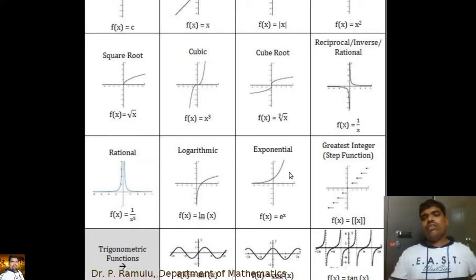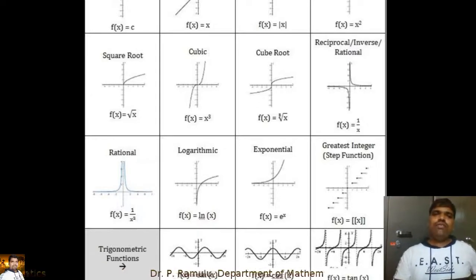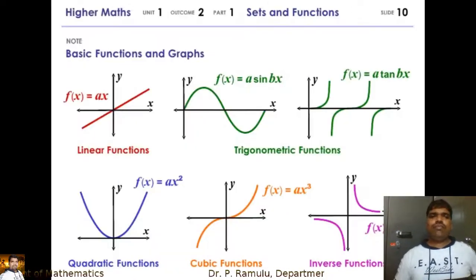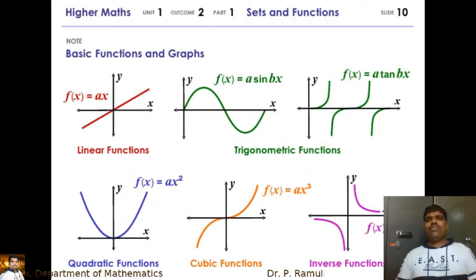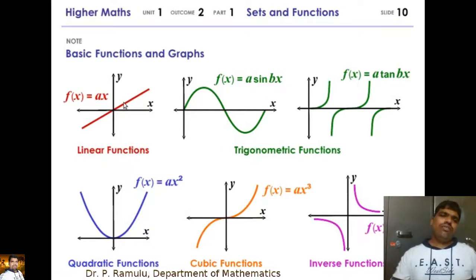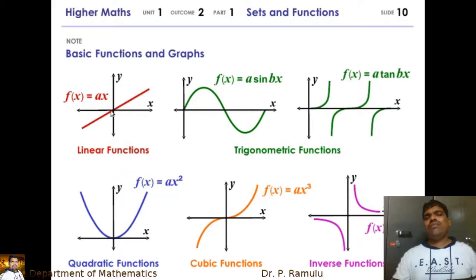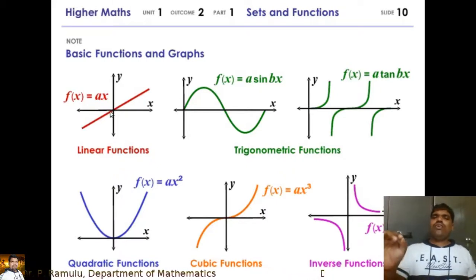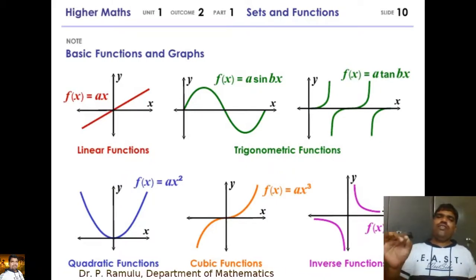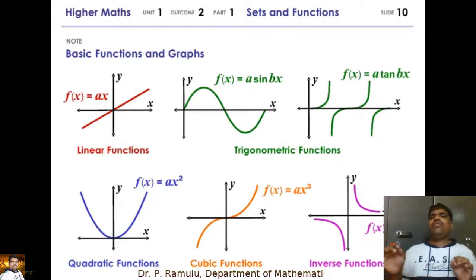So these are the functions. Other functions: these are my basic functions and graphs. A x, but the linear function we already discussed. This is a linear function. I am applying this A, so depending on A, this graph is moved like this. So as A increases or decreases, the graph is moved like this.